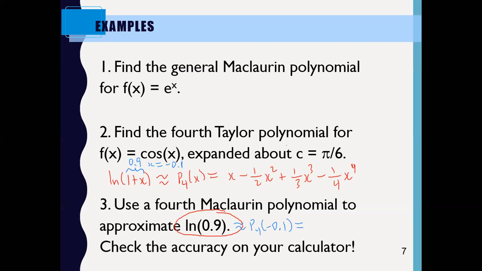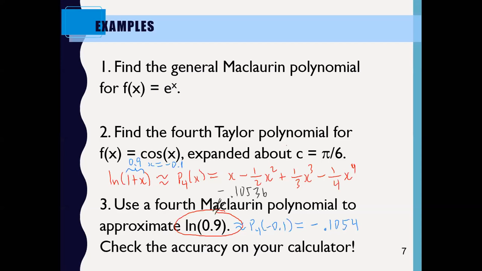Anybody do that? Negative 0.1054. And what is the true value of this thing? You guys compute that. I know that in your calculator you probably have logarithms in there, so it's basically the same thing. Logarithm of 0.9 is what? Negative 0.10536. Wow, that's pretty impressive, right?